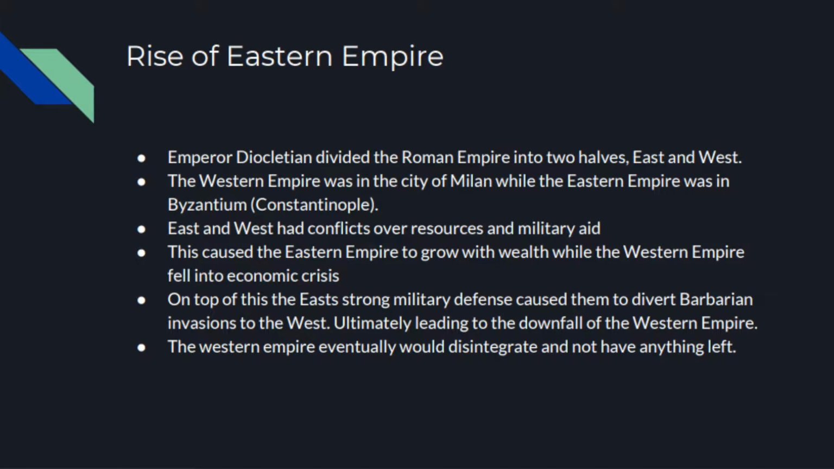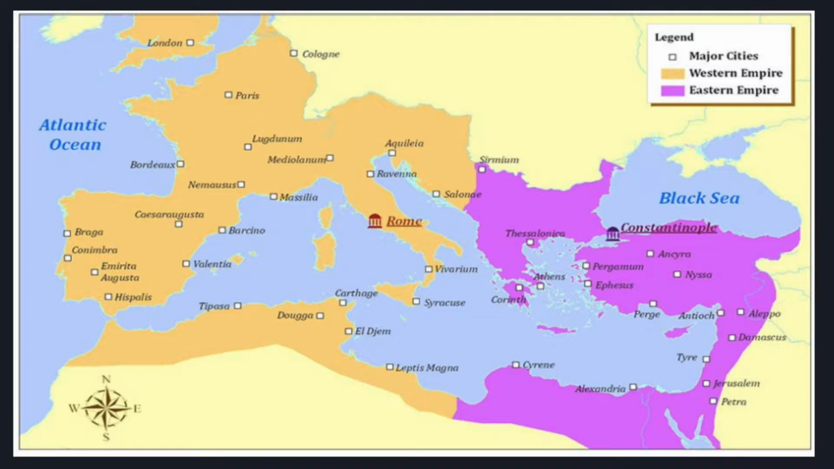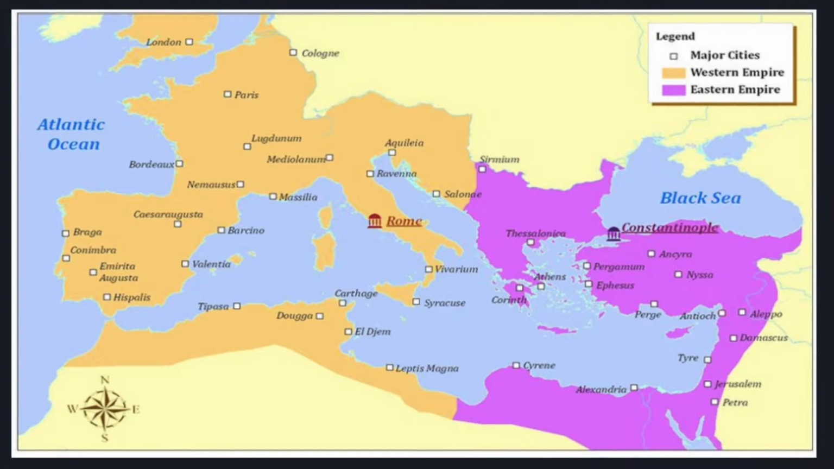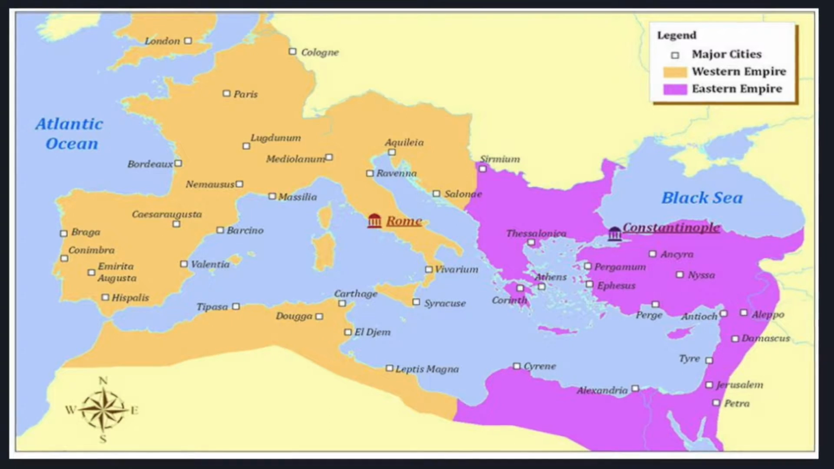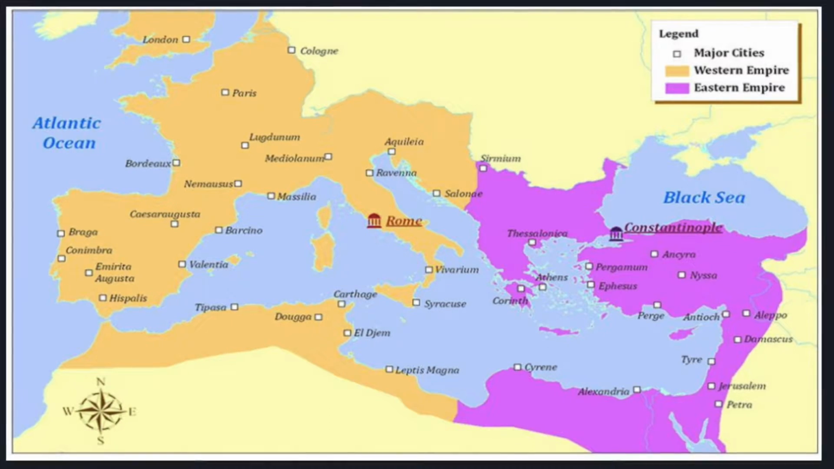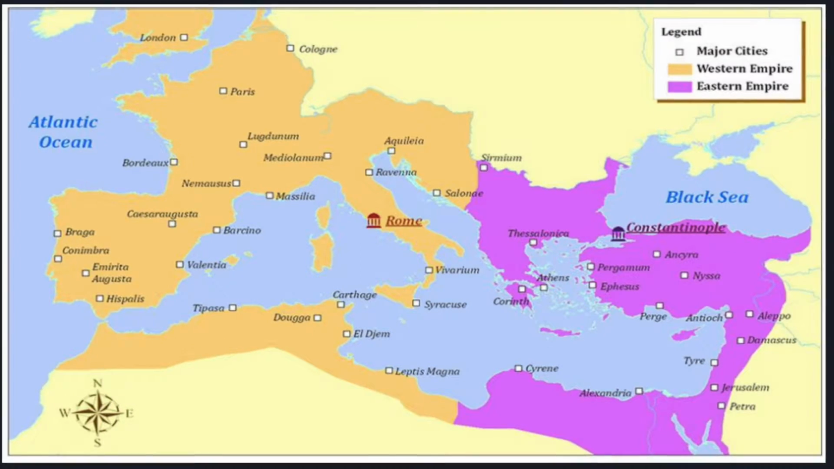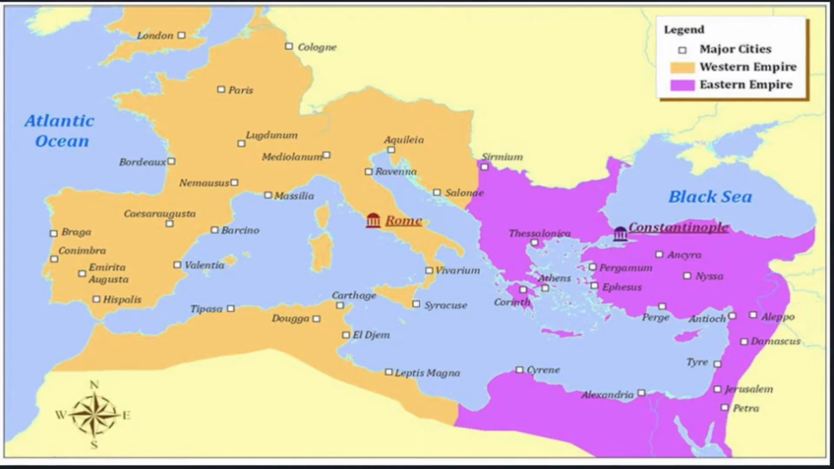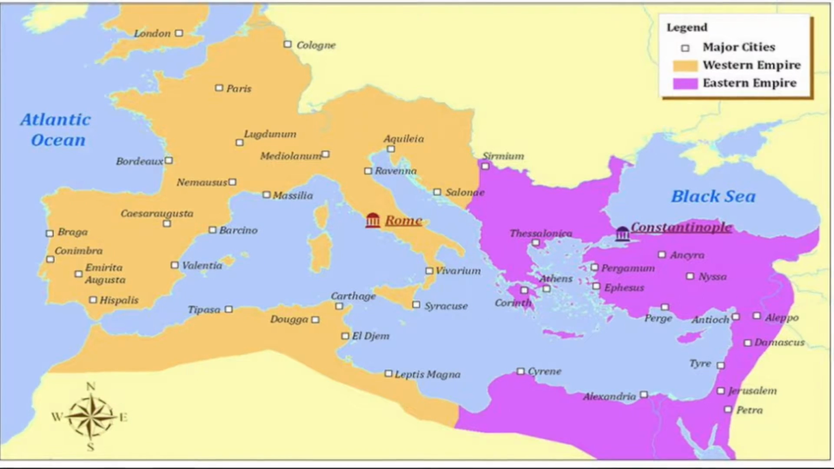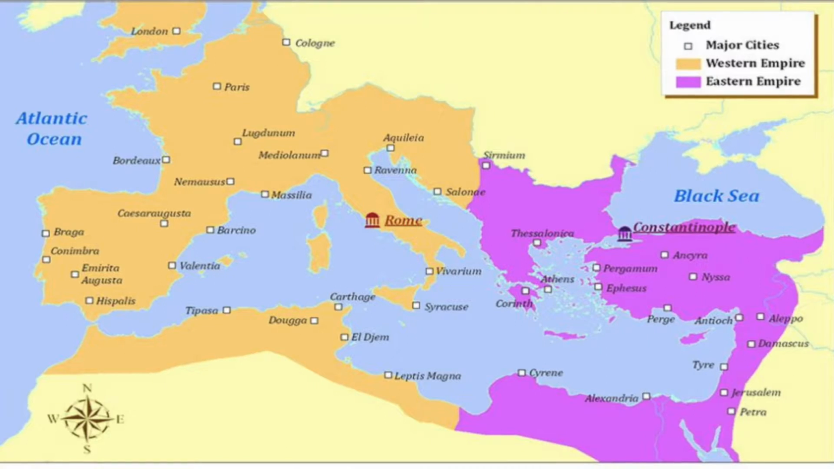Eventually, the Western Empire crumbled completely. This map shows the distinct differences between the Western and Eastern Empire. The western side is highlighted in orange, while the eastern side is purple. The white boxes show the major cities within each empire and what they had control of.